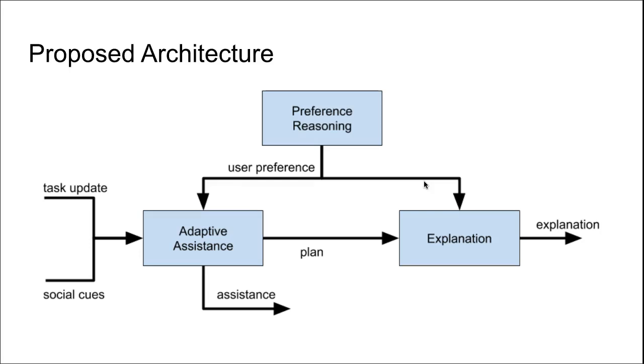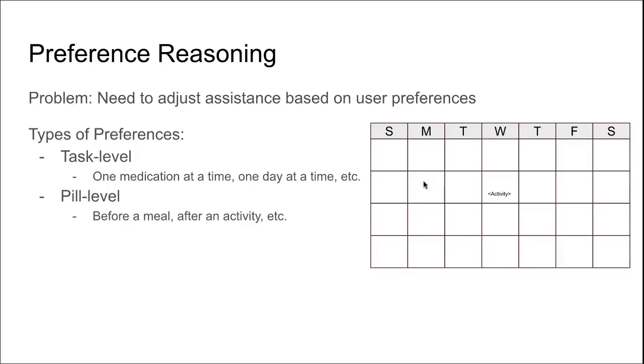I'll briefly walk through each of these components. In order to adapt to a user's preferences, we need to know what those preferences are. Now, we consider 2 different types of preferences. The first is a task preference, indicating how the person prefers to perform the task. For example, one person may prefer to organize their medications of one type at a time. So they do all of, say, the morning vitamins. And then they proceed with some other medication type, perhaps placing all of their blue pills, perhaps their levodopa.